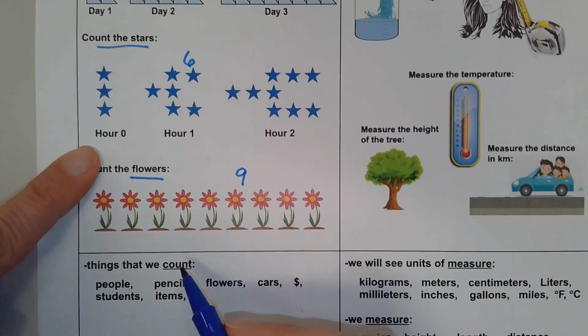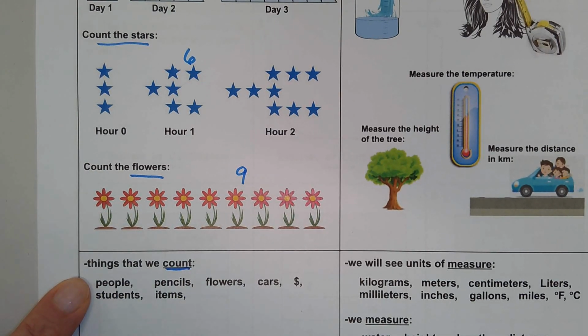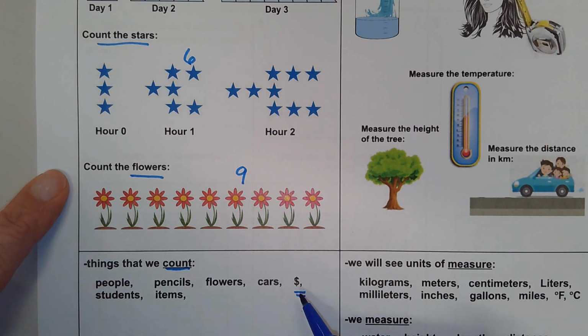Here are some things that we can count. You can count people. You can count students. You can count pencils. You can count items. You count flowers. You count cars. You even count your money. That's a little tricky because there could be decimals. You could have half of a dollar.